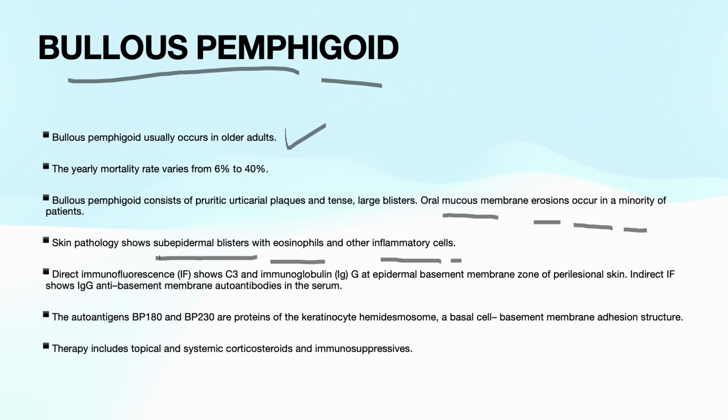I'll show you the histology diagram, don't worry about that. And immunofluorescence will show C3 and immunoglobulin G at the basement membrane zone. There are autoantigens BP180 and BP230, proteins of the keratinocyte hemidesmosome, a basal cell basement membrane adhesion structure. Number one, you should know IgG at the basement membrane. There are subepidermal blisters, you should know. You should know the treatment: topical and systemic steroids and immunosuppression therapy.